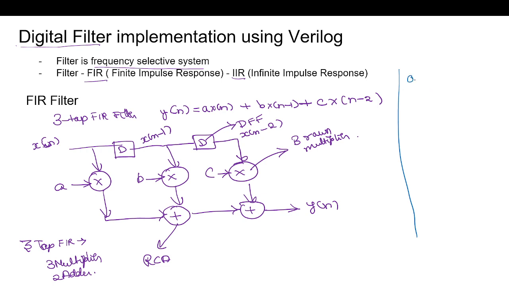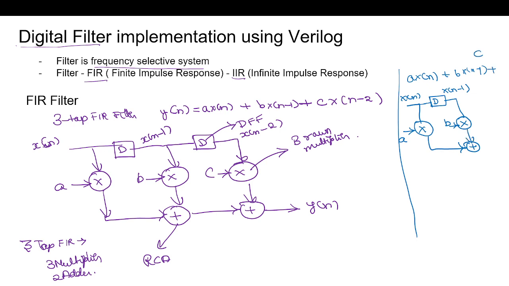First is a x of n we want. So this is multiplied with a, input is x of n. Next is added with b x of n minus 1. So we need a delay element and we obtain x of n minus 1, which is multiplied with b, and we have to add both of this.